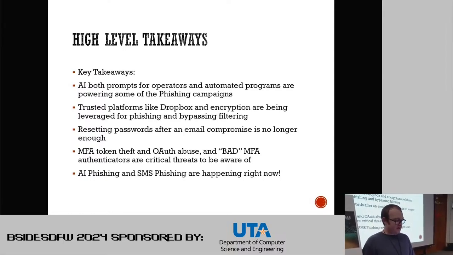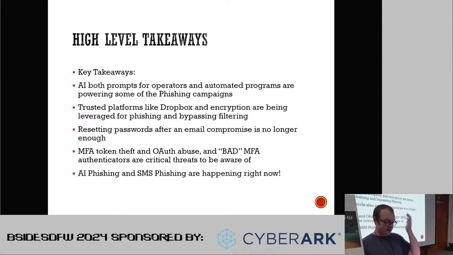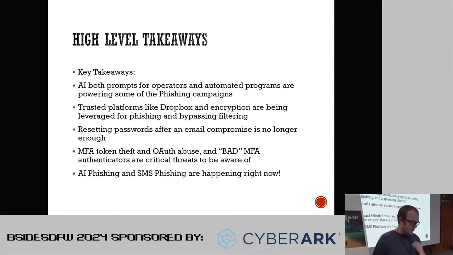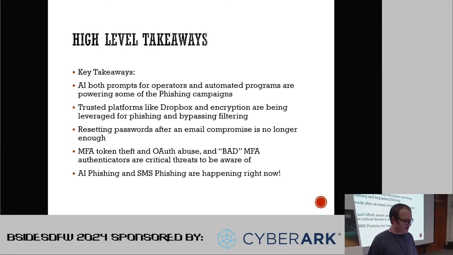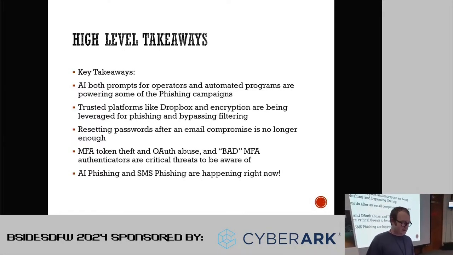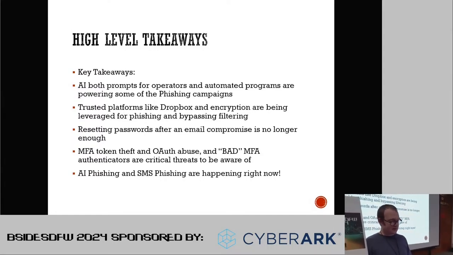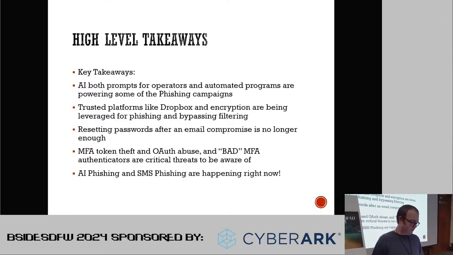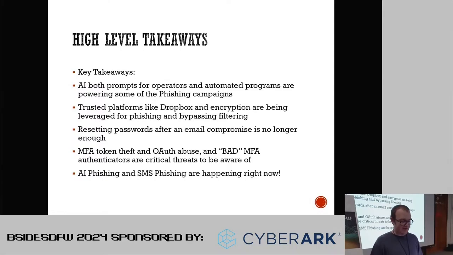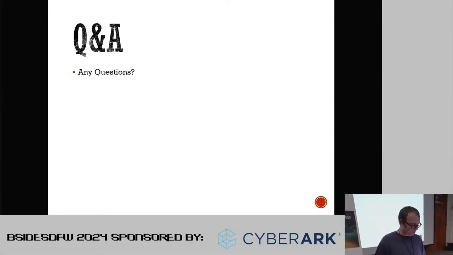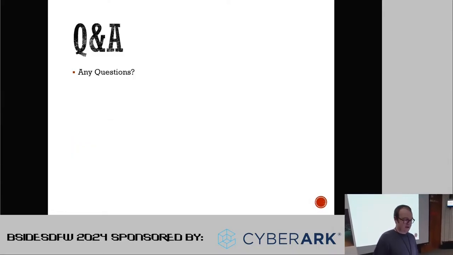Same thing, the MFA token theft, checking for bad MFA, that's something we really need to be aware of, on the defender side at least. I mean, it helps to know it on the bad guy side too, because maybe you can add an MFA and abuse the self-service password reset or something like that. And then AI phishing and smishing, we know what's going on. It's already happening right now. We don't have any fancy tools yet. And that kind of concludes it.